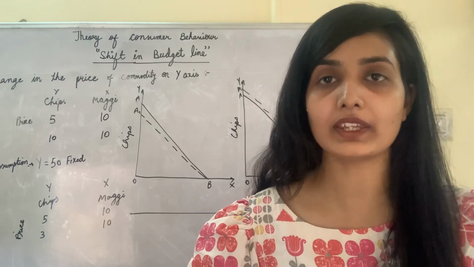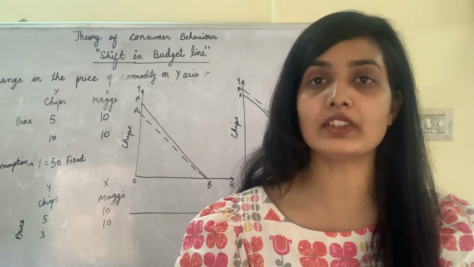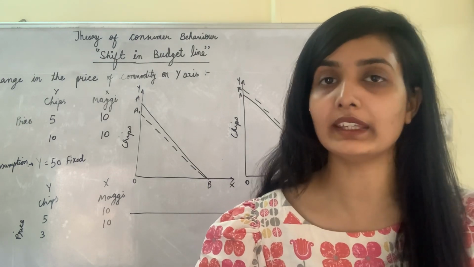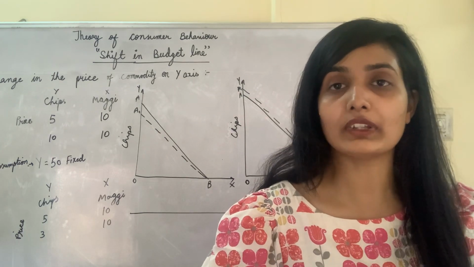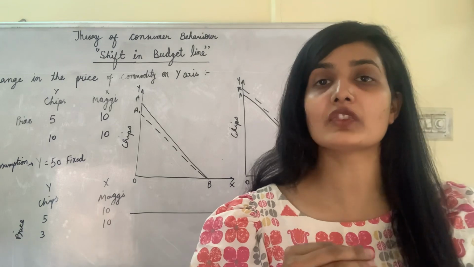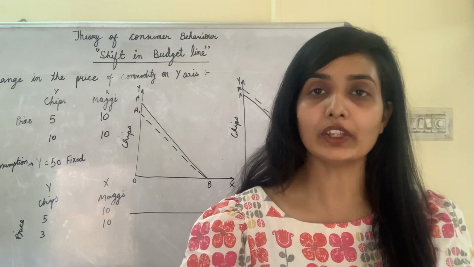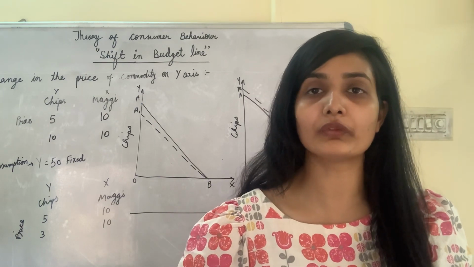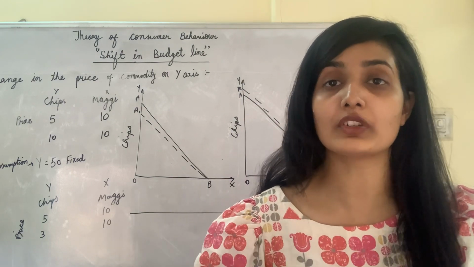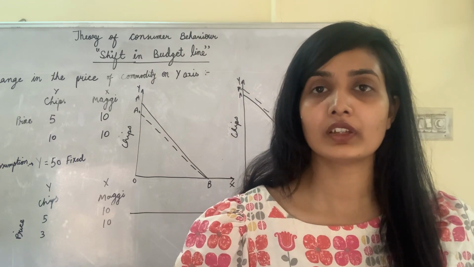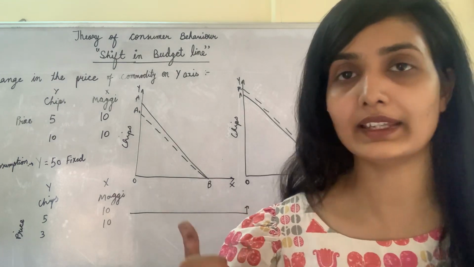Hi guys, in today's video we are going to understand rotation of the budget line when the price of any one commodity has changed. When a commodity's price changes, the budget line will rotate, and if there is a change in both the commodities' prices, there will be a shift. So I hope you got the clear meaning of shift and rotation. Now we are going to understand rotation of the budget line due to a change in any commodity's price.